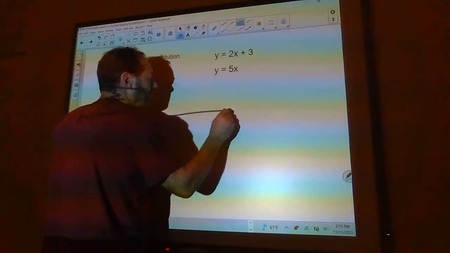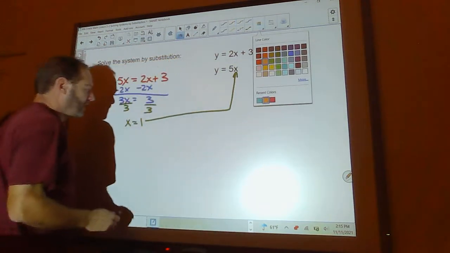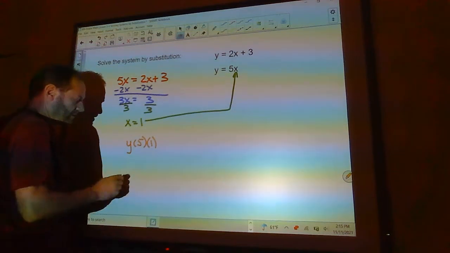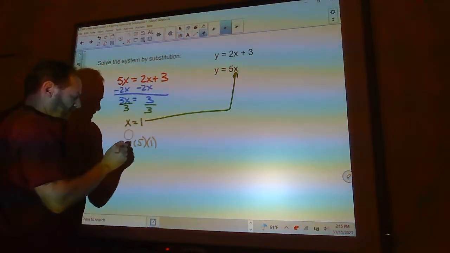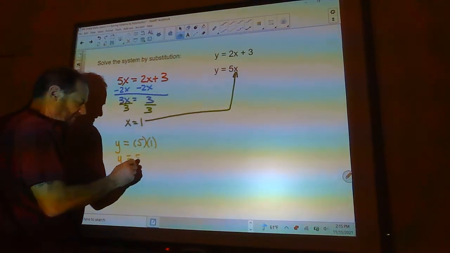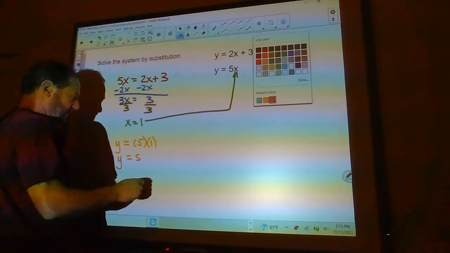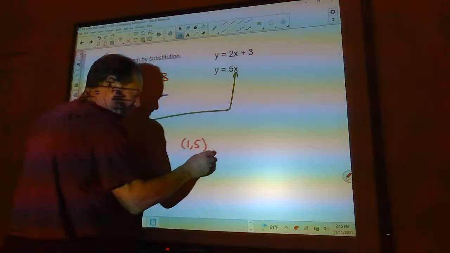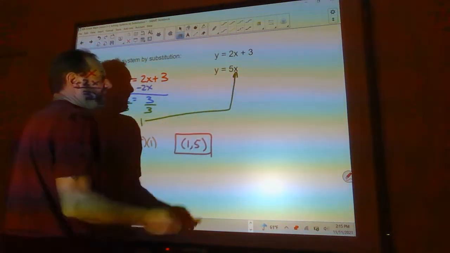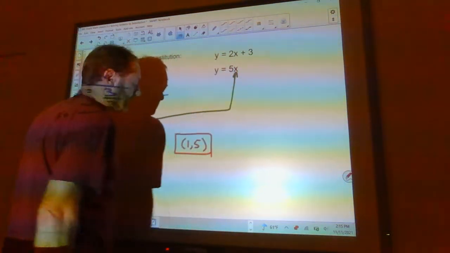So I can take 1 and substitute it in right there. I get y equals 5 times 1. I didn't write that down right, did I? And so y is 5. Okay, so my answer is the point 1, 5. Check it. If I plug in 1, I get 1 times 5 is 5. Okay, that worked. If I plug in 1, I get 2 plus 3 is 5 again. Perfect.